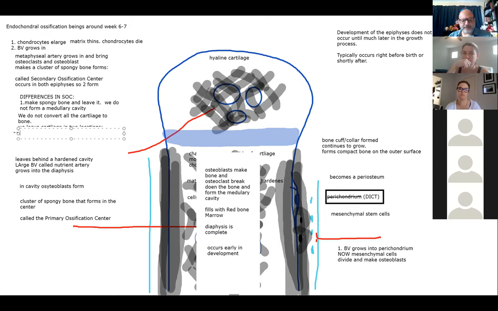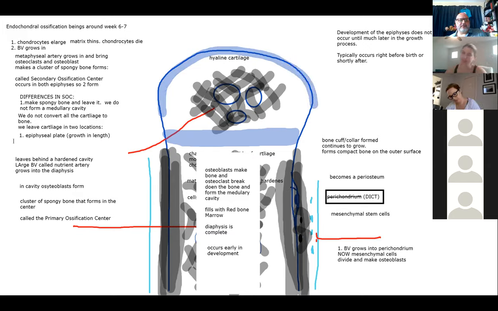So one of those is the epiphyseal plate. And what do we use that epiphyseal plate for again? Growth in length. Excellent. Where else are we going to leave hyaline cartilage? At the end, articular cartilage. There you go, perfect. We are gonna leave it on the outer surface. We leave the hyaline cartilage as the articular cartilage, which is where we're gonna form the joint.